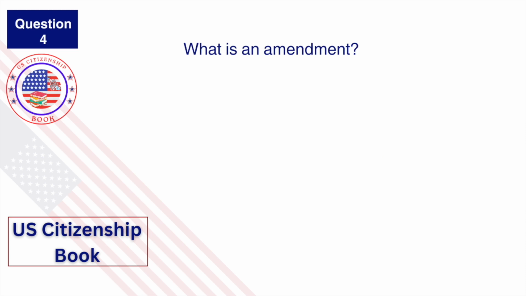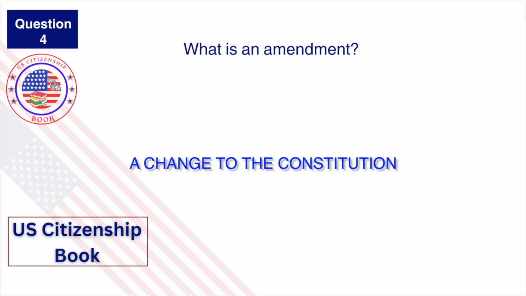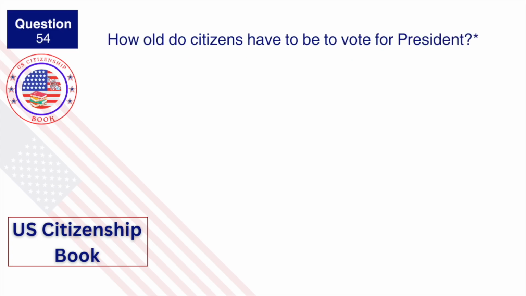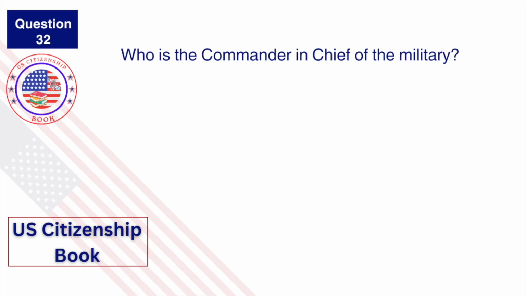What is an amendment? A change to the Constitution. How old do citizens have to be to vote for president? 18 and older. Who is the commander-in-chief of the military? The president.